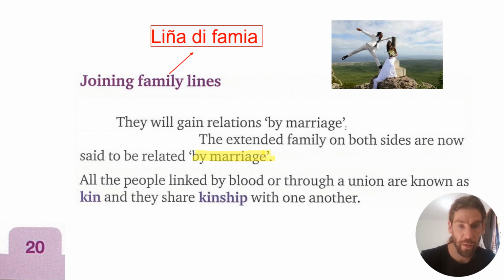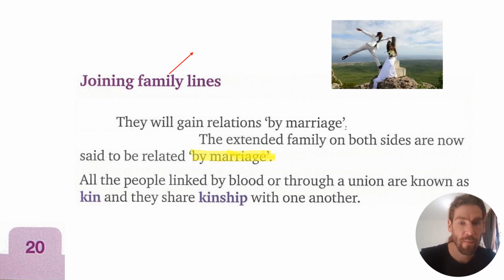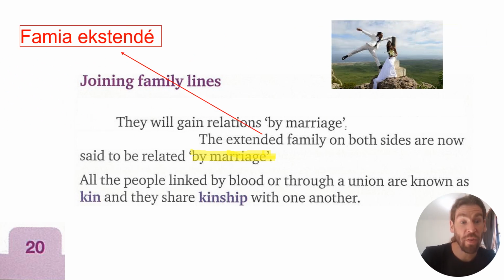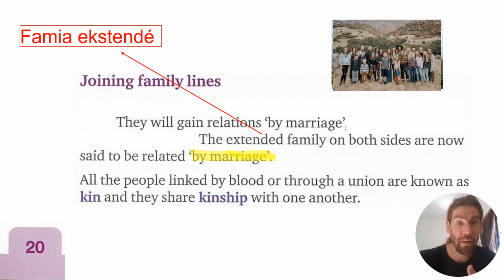In Dutch, it's aangetrouwde familie. Yeah. They are related, but by marriage. Yes, by marriage. And the extended family would literally be family that is not necessarily by blood, but also is the family of your partner. And this can create, like you see here, a much bigger family than you initially had.